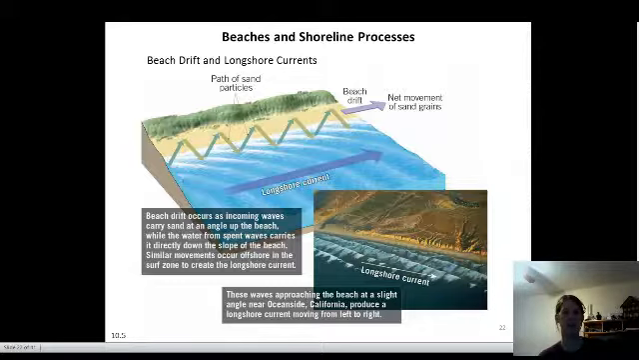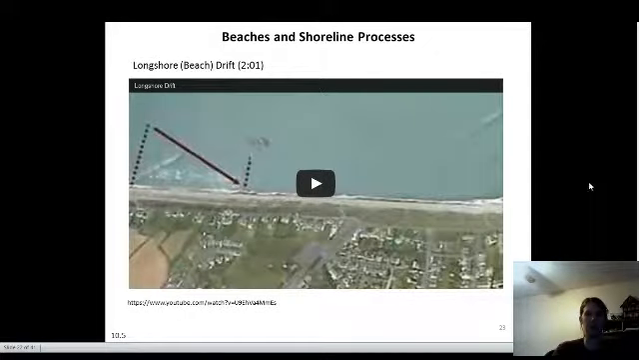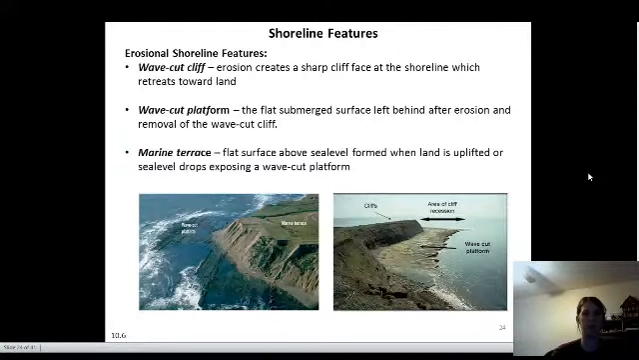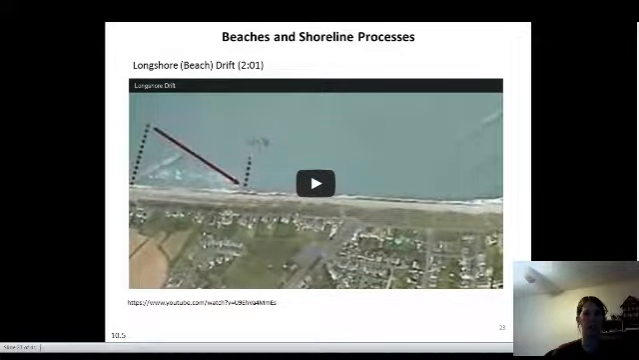These waves approach the beach at a slight angle, moving the current from left to right in this image here. If they hit at an angle up here, they'll float back down, and they'll hit at an angle here and float back in. So this is a good video example of longshore beach drift.